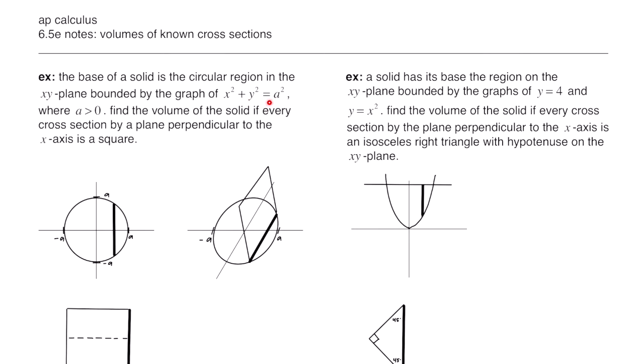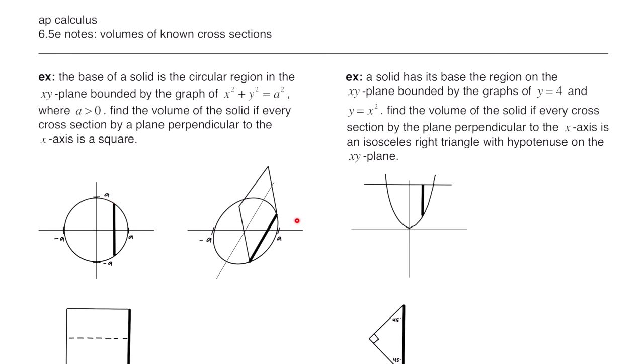So we have this equation, which is a circle with center (0, 0) and a radius of a. So I have that circle drawn right here, where the circle is centered at (0, 0) and you're going out a in every direction. It says this circle is going to be the base of the solid, and we're trying to find the volume of the solid where the cross-section is going to be a square, where the square is a plane that's perpendicular to the x-axis. So that's why I have that line drawn right there.